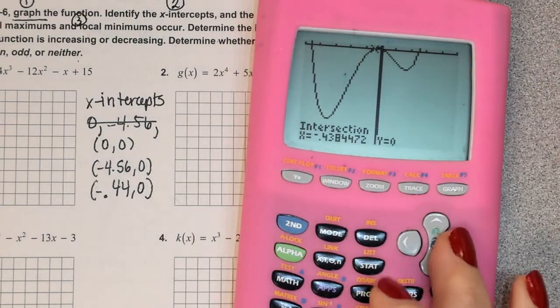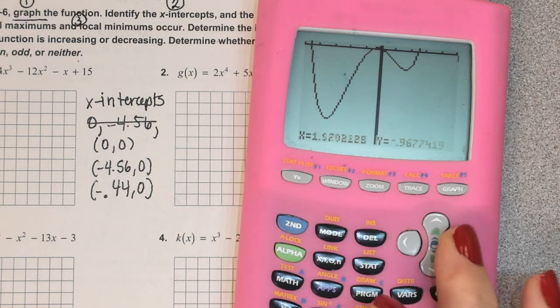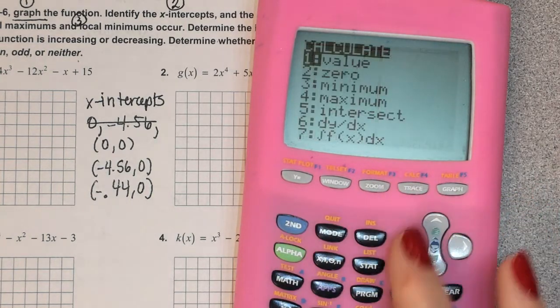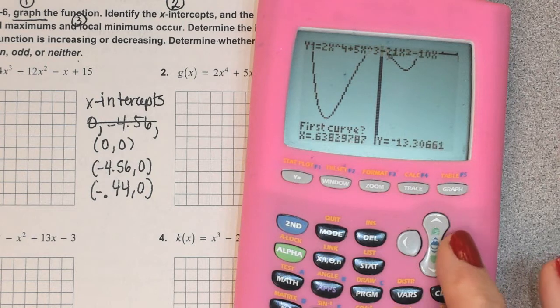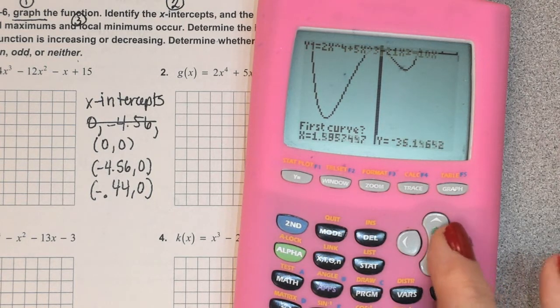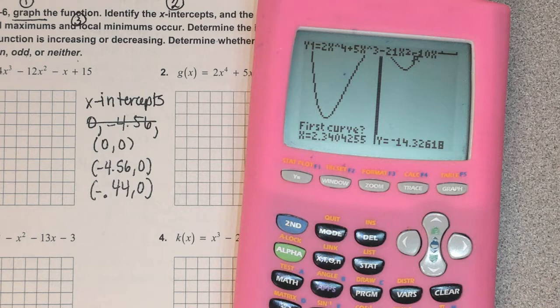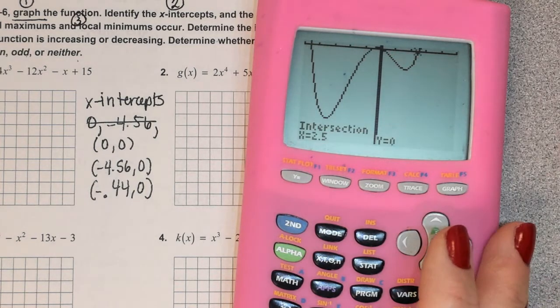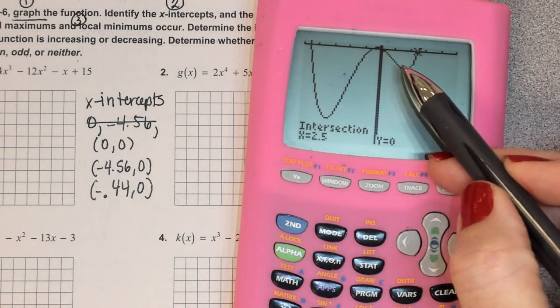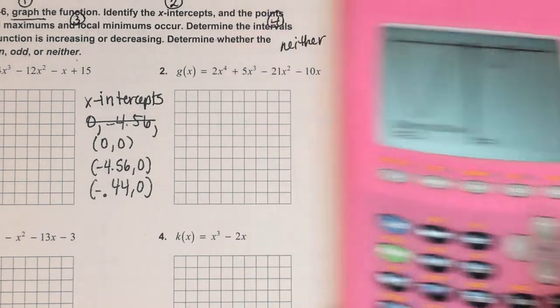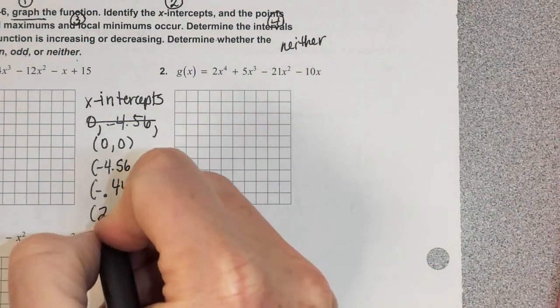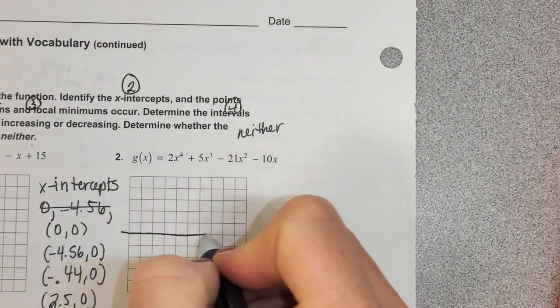There's another one, and then we got to find this last one down here. So let's go to second, trace, intersect, find that one too. Got to get down close enough, enter, enter, enter. What happens, guys, is we have to get beyond the turning point. Otherwise, it's not going to find the one we wanted to find. And so here's our last x-intercept. So now we're going to plot those on here.